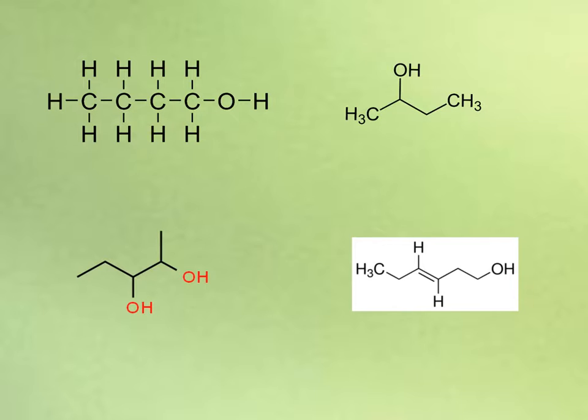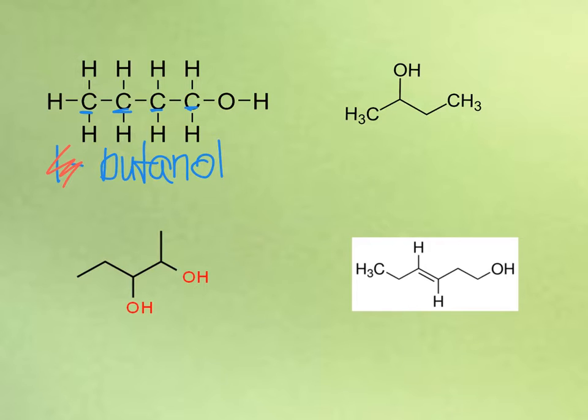So here are some examples. Let's take a look at these. In this first example, we have 1, 2, 3, 4 carbons, so that's a but. They're all single bonds, so it's butane, and we change the ending to butanol. Now, we would know that this is a 1-butanol, but we don't have to write the 1 because if there's no number, it's assumed to be just the 1, so it's butanol.